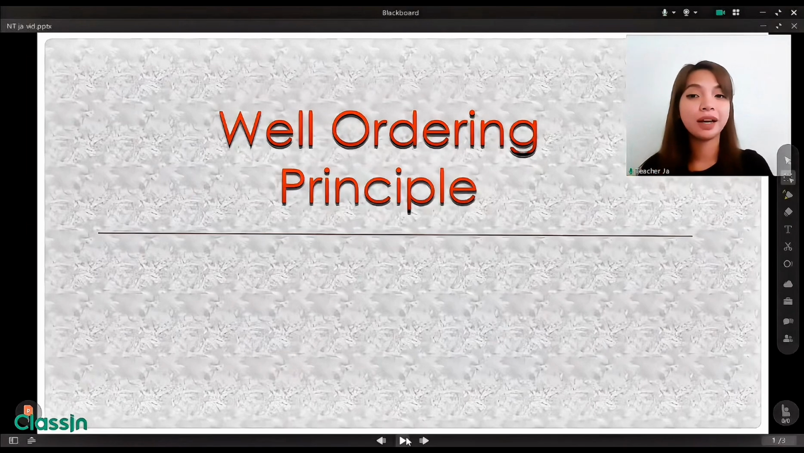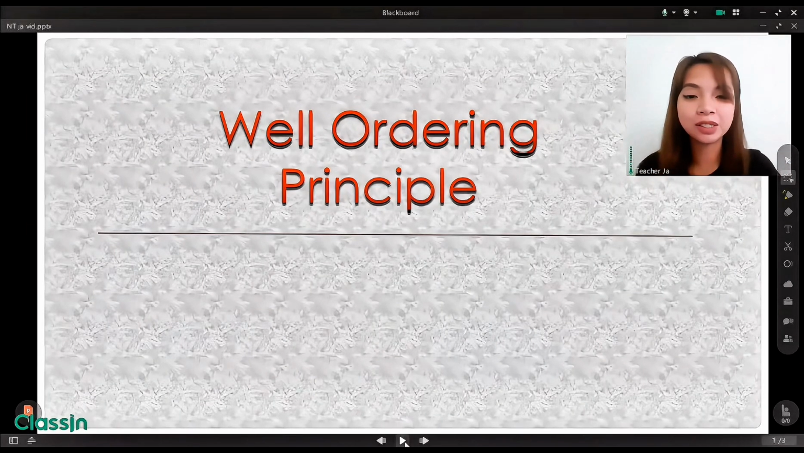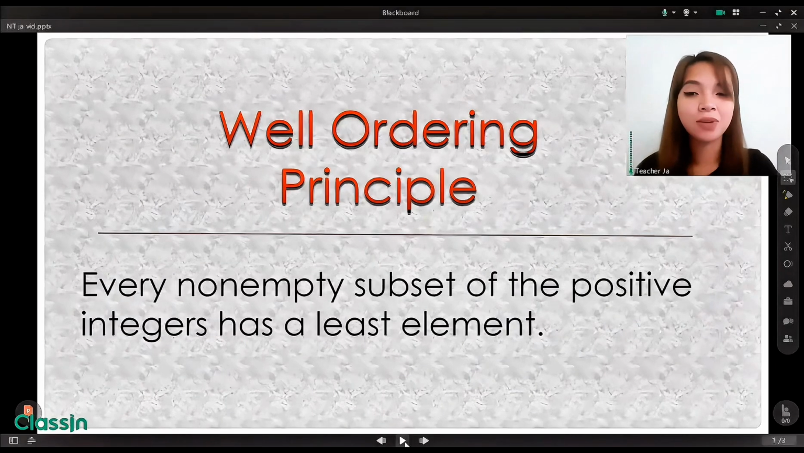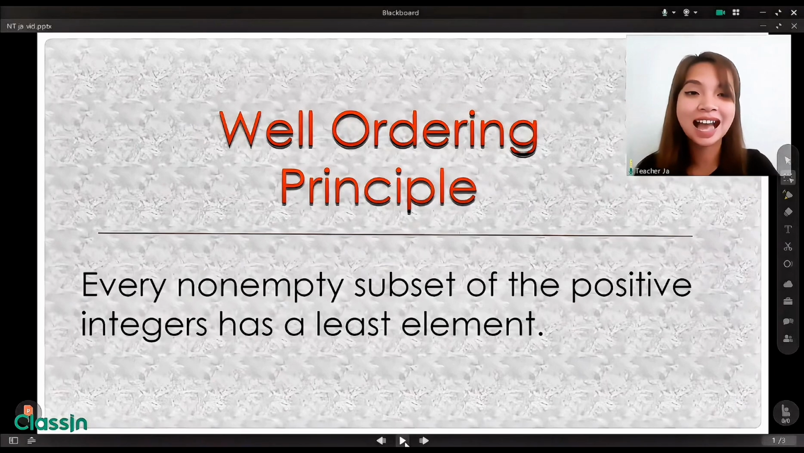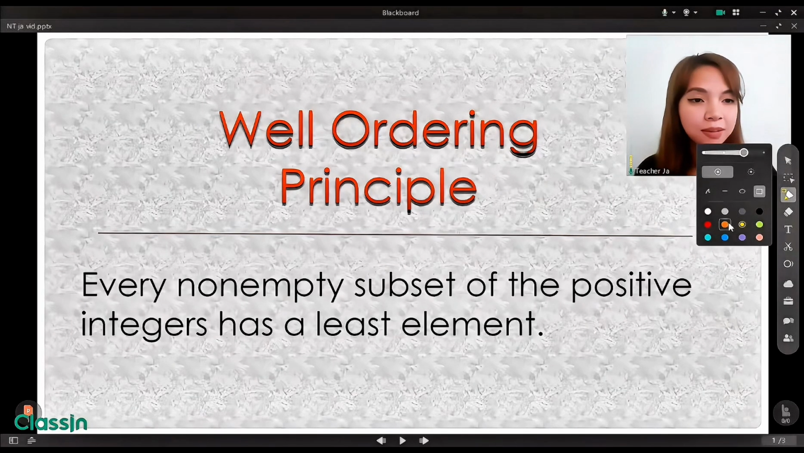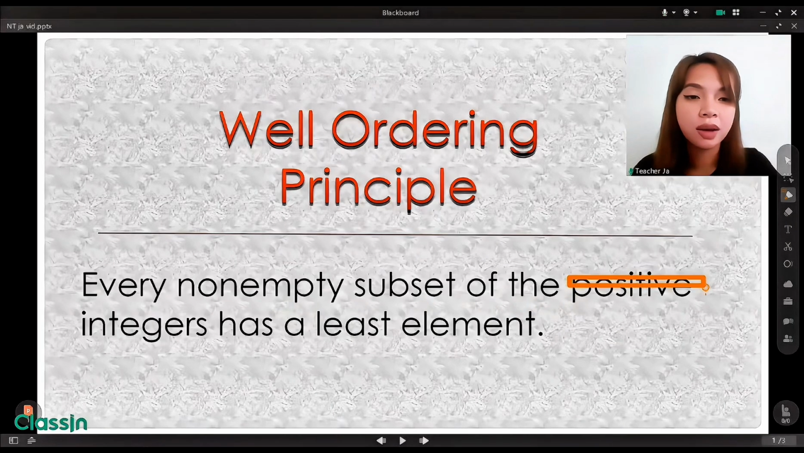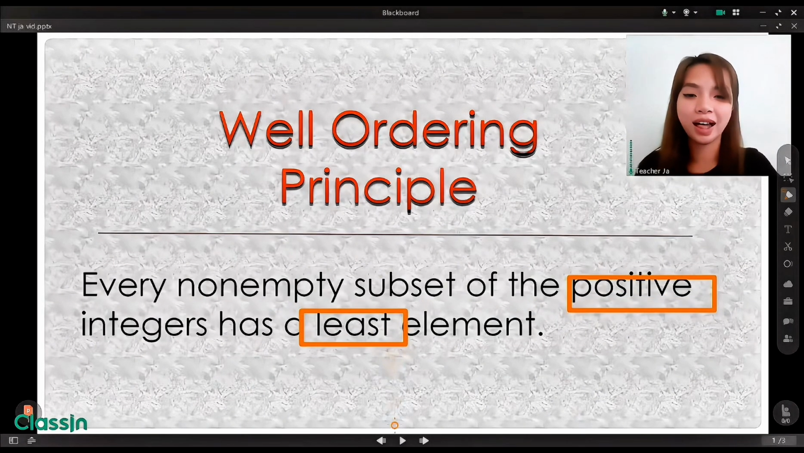But first, let's have the meaning of that. The ordering principle states that every non-empty set of the positive integers has a least element. Let me just highlight some words: non-empty set of the positive integers has a least element.